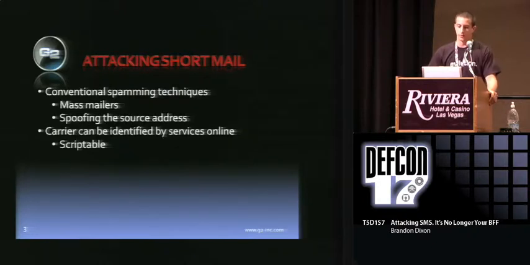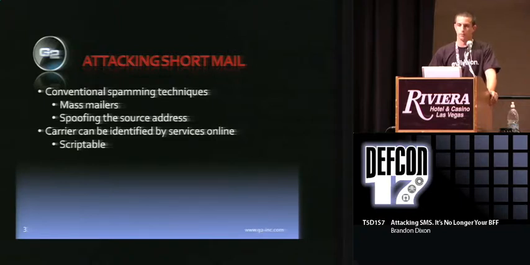So kind of attacking short mail, you have the conventional spamming techniques that are already out there today. You have the mass mailers, which, with email, you get flooded, you get spam all the time. So the only thing that spammers and mass mailers have to do is actually change the target list which gets inputted into these mass mailers. I'll get more on that later about actually creating those victim lists.